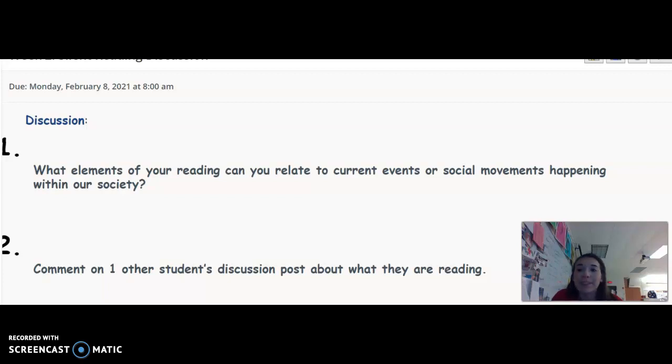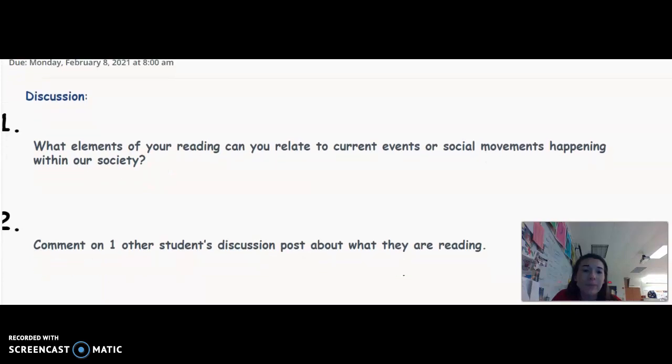Once again, this might be easier if it is nonfiction, since it might be something that is directly related to modern day. However, you can do this with any form of literature. Characters and events are typically rounded around an author's real experiences, so I would expect that you can in some way relate to the characters. And then part 2 of this is to comment on one other student's discussion post about what they are reading. Remember, your discussion post should be engaging and should be considerate of others. We are practicing etiquette, and we are making sure that we are offering feedback on other people's posts.